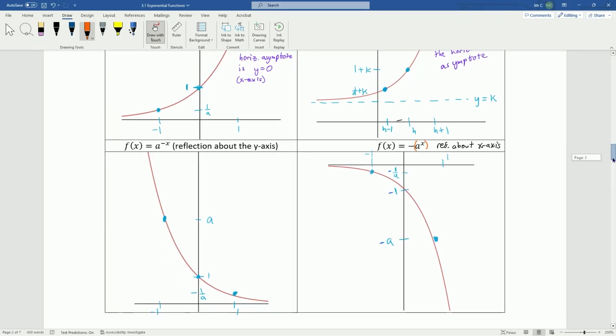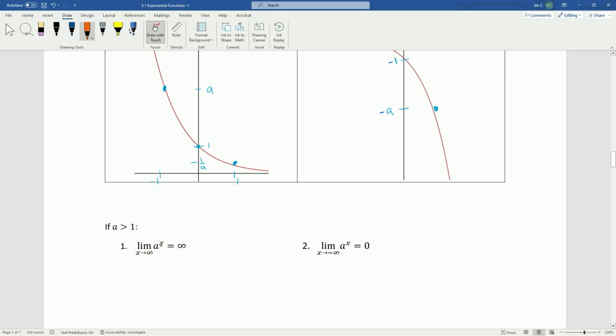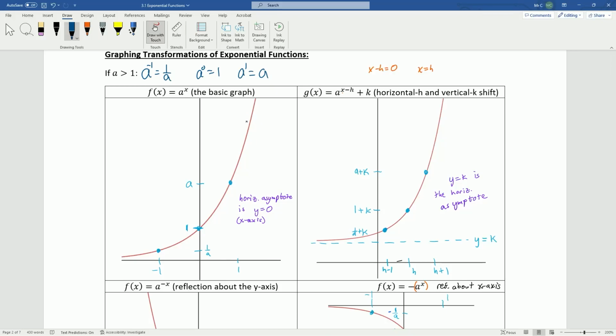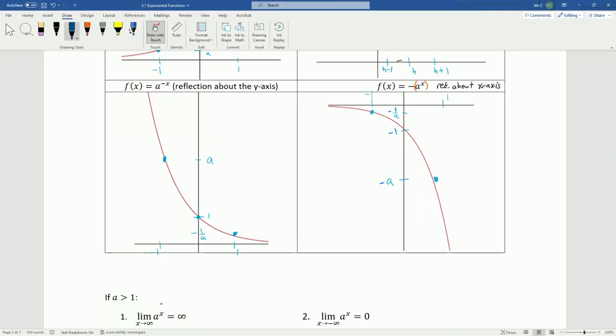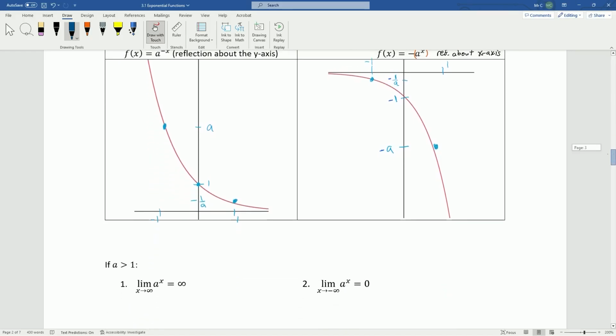So with all of that being said, let's take a look at 2 quick properties. The limit as x goes to infinity of a to the x equals infinity, and the limit as x goes to negative infinity of a to the x equals 0. We've actually already talked about why this is the case. When we look at this graph, if I trace towards the right, the graph keeps going up. So that means that when x goes to infinity, so does the y value. And when we go to the left, the y value goes down to 0. So when x goes to negative infinity, a to the x goes to 0.